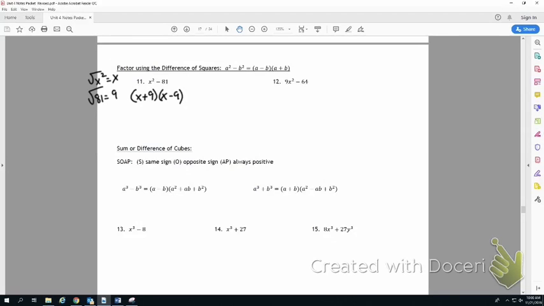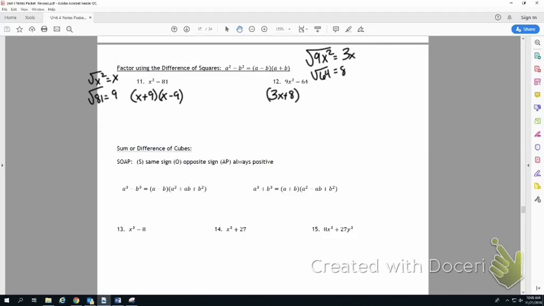Now, the first term does not have to be just x squared. If it has a coefficient, that coefficient has to be a perfect square as well, though. So on 12, what is the square root of 9x squared? 3x. What's the square root of 64? So what's my two answers?